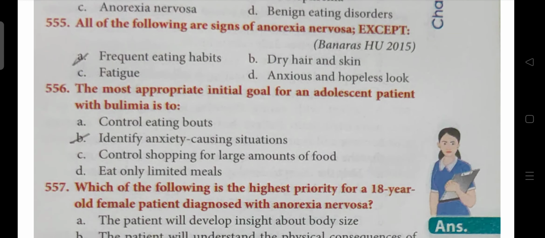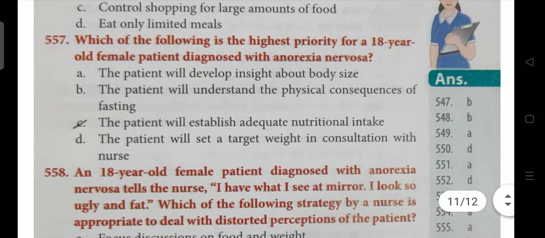The most appropriate initial goal for an adolescent patient with bulimia is to identify anxiety causing situation. Next, which of the following is the highest priority for an 18 years old female patient diagnosed with anorexia nervosa? Option C হবে the patient will establish adequate nutritional intake.